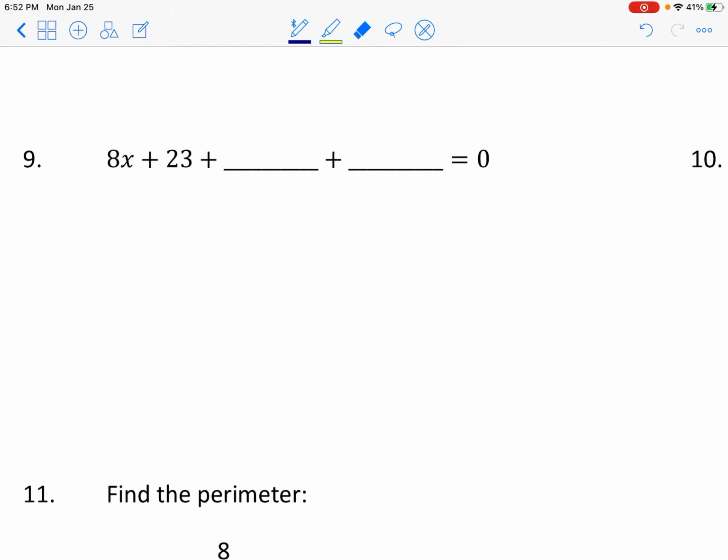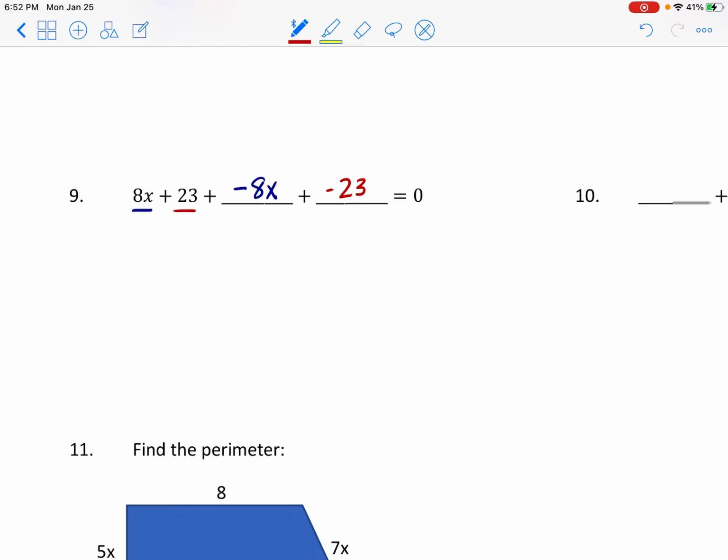So this is back to our concept of opposites. If I have a positive 8x here, and I want to get rid of that, what would I have to add to it to make it be 0? I would have to add its opposite. So the opposite of a positive 8x is going to be a negative 8x. And the opposite of a positive 23 is going to be a negative 23. And so those opposites are going to zero out in this equation.